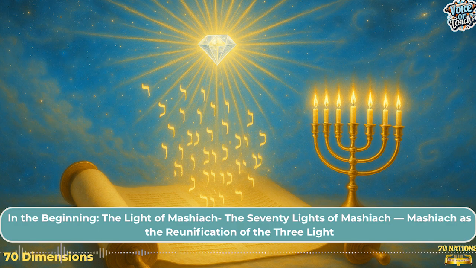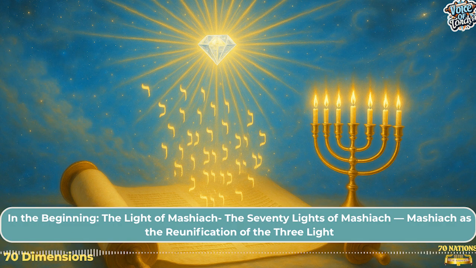Well, this is where it gets really encompassing. They draw direct lines. Each dimension corresponds to one of the 70 traditional nations of the world. 70 nations, 70 languages, and even 70 core aspects of human consciousness. It's incredibly layered. And here's a key point for you listening. Within every single one of these dimensions, there are sparks of the hidden light from the beginning of creation, the one that was concealed. That's the one.